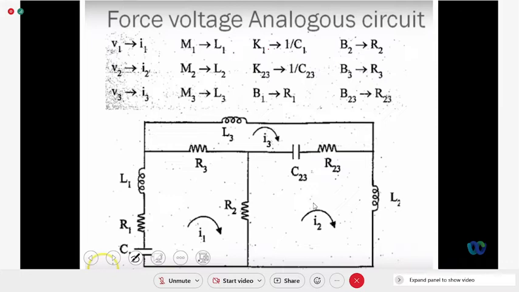I told this already, you do it at home, and I'm wasting another 10 to 15 minutes. So V1 is I1, V2 is I2, V3 is I3, M1, M2, M3, L1, L2, L3, K1, 1 by C1, 1 by C2, 3, B1, 1 by R1, B2, R2, R3, and R2, 3. Okay.